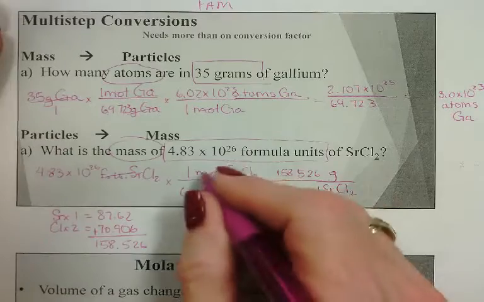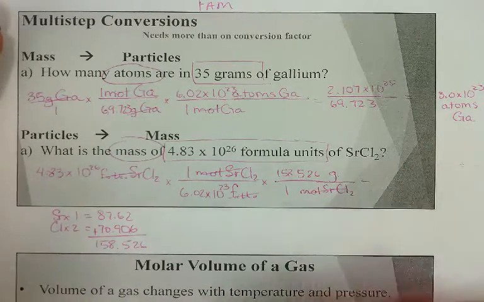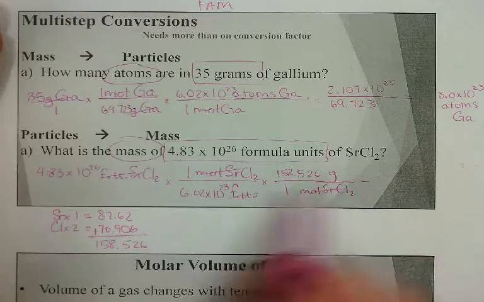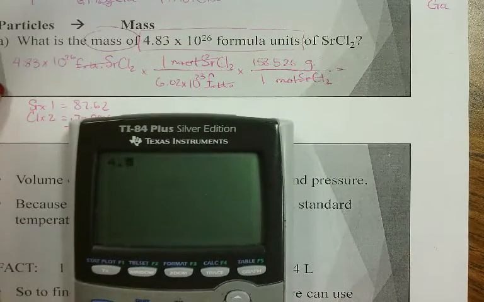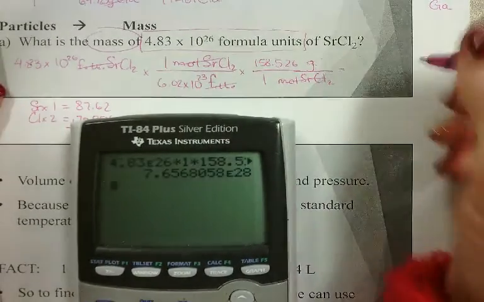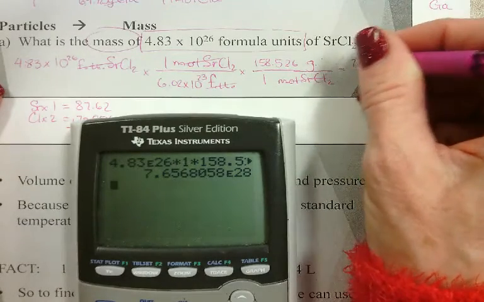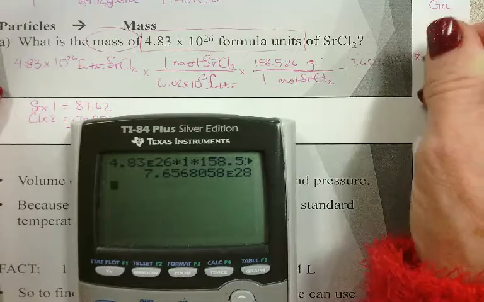Well, moles cancel. I've got grams. Good news, that's what I wanted. So I can stop and do some math. I multiply everything in the numerator and divide by what's in the denominator. Let me see if I can get this whole thing on here so you can watch. No, it looks like maybe not. Okay, 4.83 times 10 to the 26th times 1 times 158.526 gives me that number right there, 7.6568058 times 10 to the 28th.